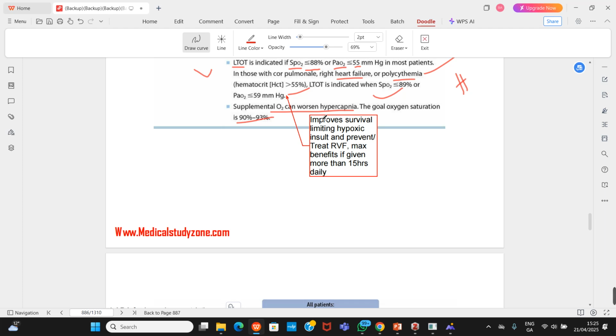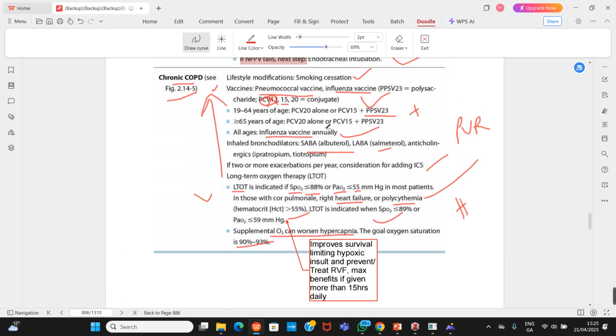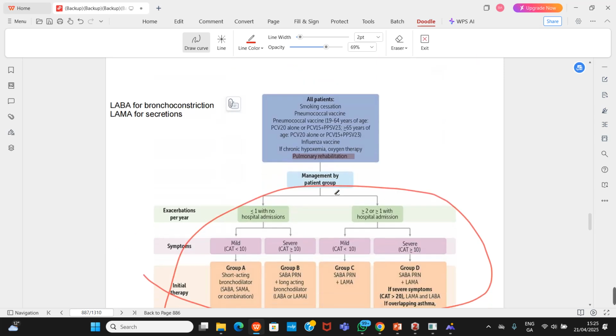You also teach them techniques to use inhalers and all those things. So smoking cessation, treat comorbidity. Maybe you have diabetes, encourage regular clinic visits, encourage the receipt of vaccines. So you need to take the influenza vaccine, you need to take pneumococcal. So those are all the things you do under pulmonary rehabilitation.